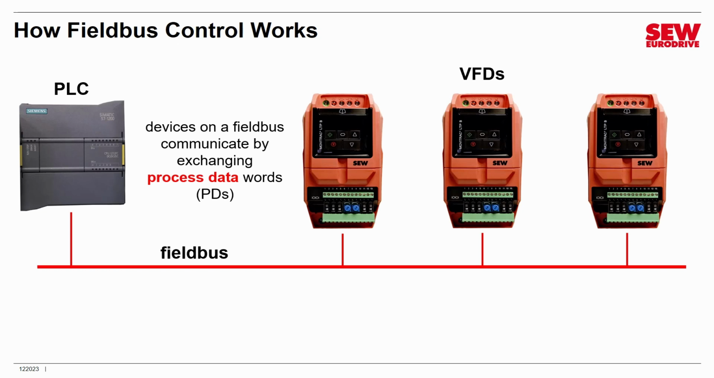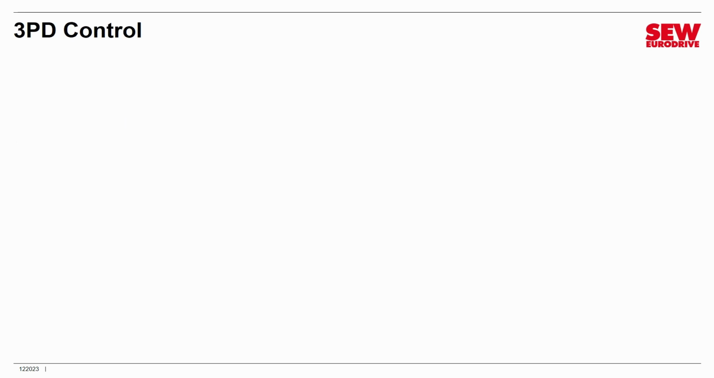The PLC launches POs to different VFDs telling them what to do. The VFDs send PIs back reporting what's going on. That's it. Now, we're going to talk about something called 3PD control.